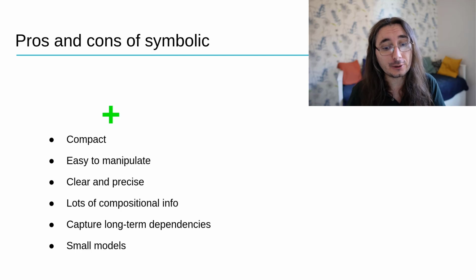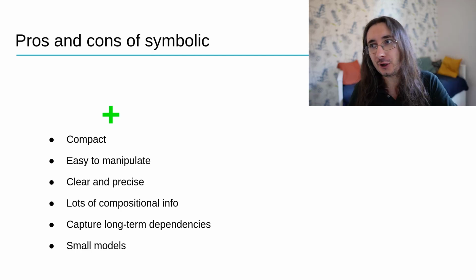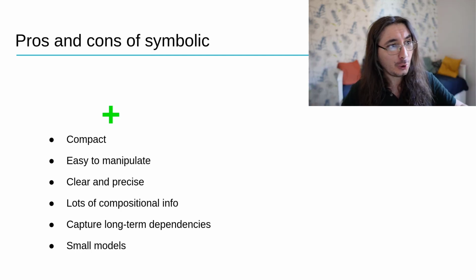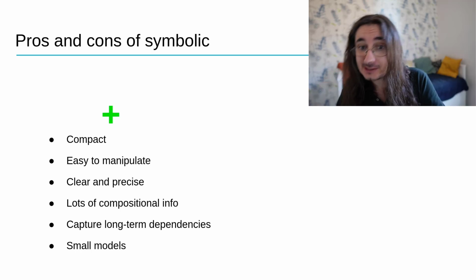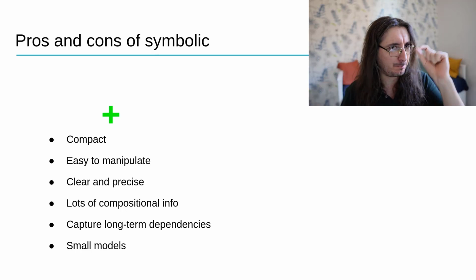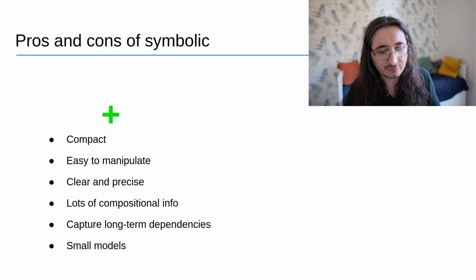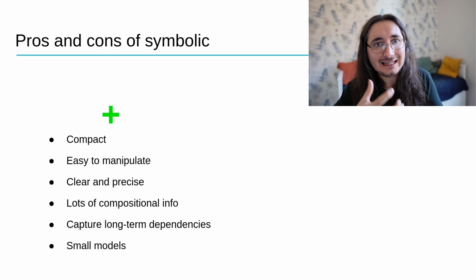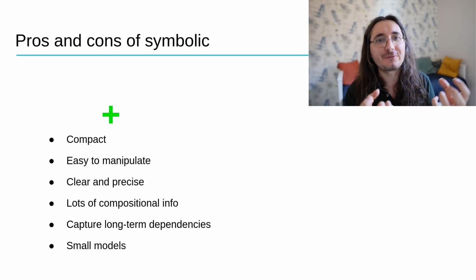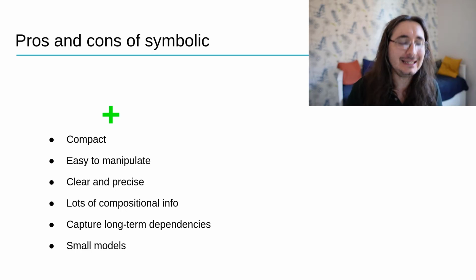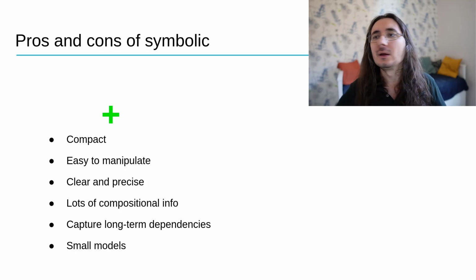It is very clear and precise, because you know all the different instruments in a score and all the different pitches which come from different instruments, and you can pinpoint them. You have a lot of compositional info here, because of course you can extract that info directly from this representation, like for example key, time signature, phrase, sections, and stuff like that.